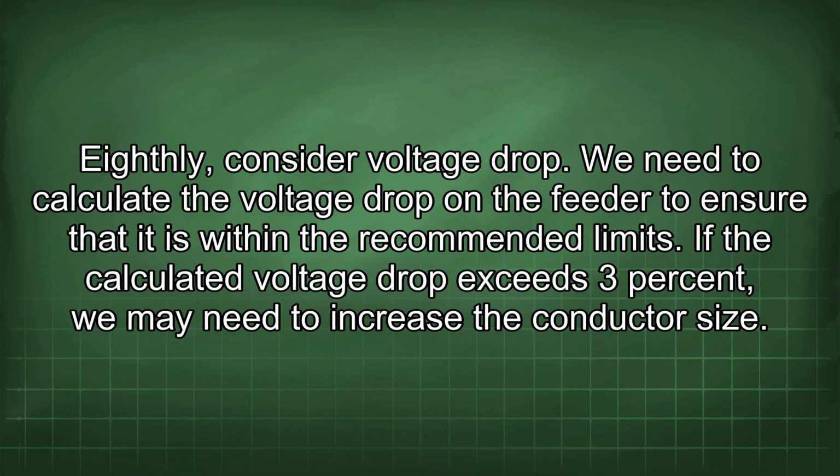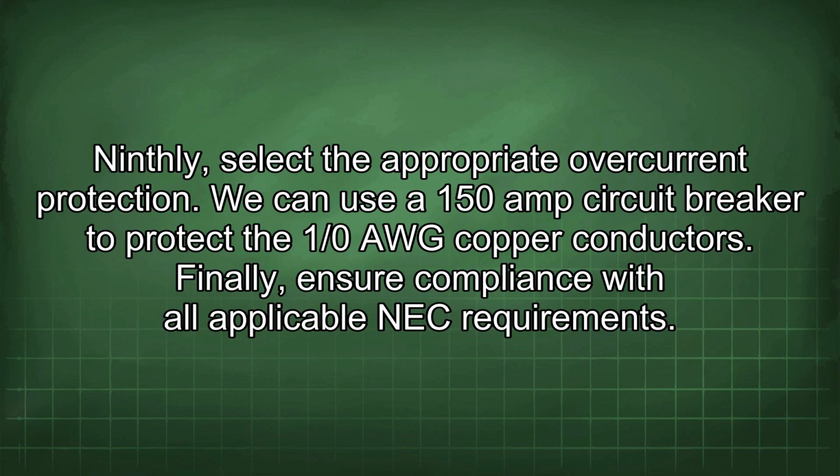Eighthly, consider voltage drop. We need to calculate the voltage drop on the feeder to ensure that it is within the recommended limits. If the calculated voltage drop exceeds 3%, we may need to increase the conductor size. Ninthly, select the appropriate overcurrent protection. We can use a 150 amp circuit breaker to protect the 1/0 AWG copper conductors.